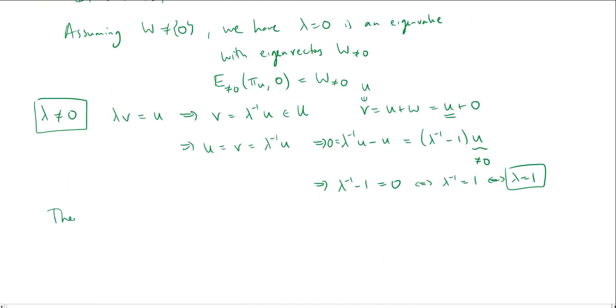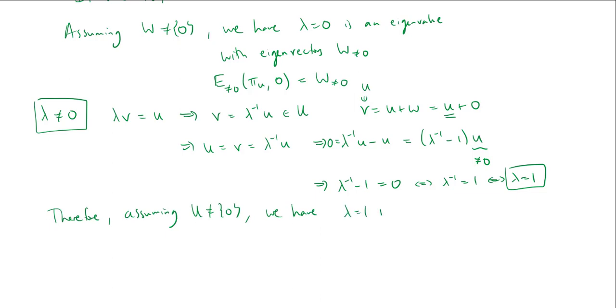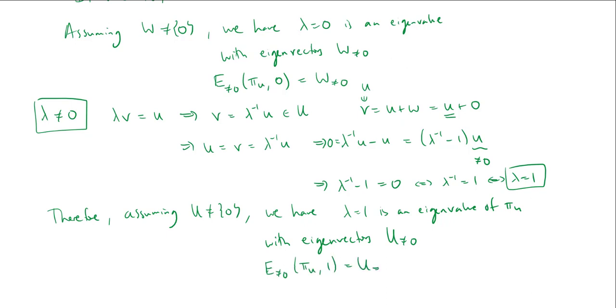So therefore, assuming u itself is not 0, so assuming u is not the 0 space, we have lambda equals 1 is an eigenvalue of pi u. And what are the eigenvectors? Well, the eigenvectors are just going to be all the elements of u that are not equal to 0. So the non-zero elements in the eigenspace corresponding to 1 are precisely the non-zero elements of u. Okay, so there we go. We have found our eigenvalues 0 and 1. We have found our corresponding eigenvectors.